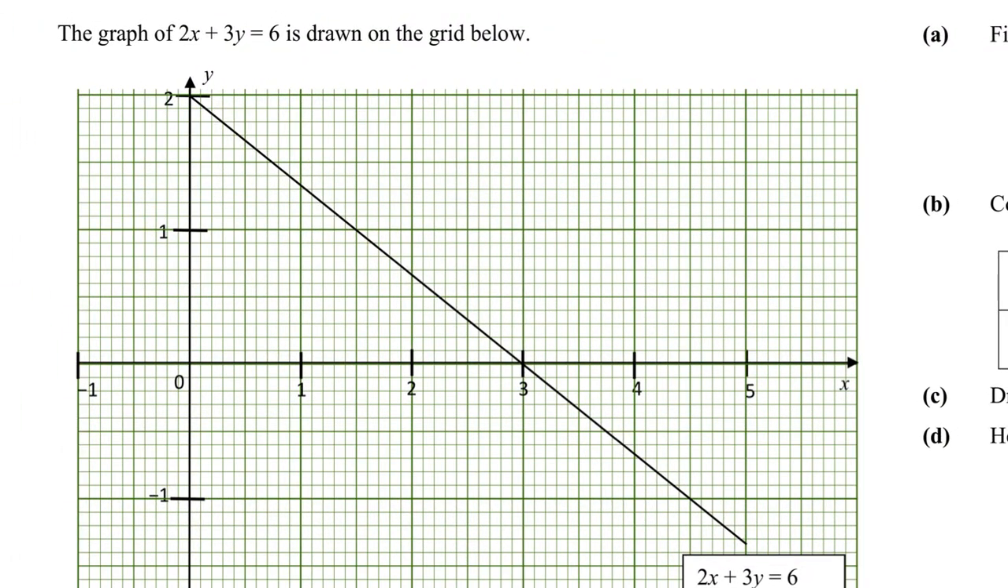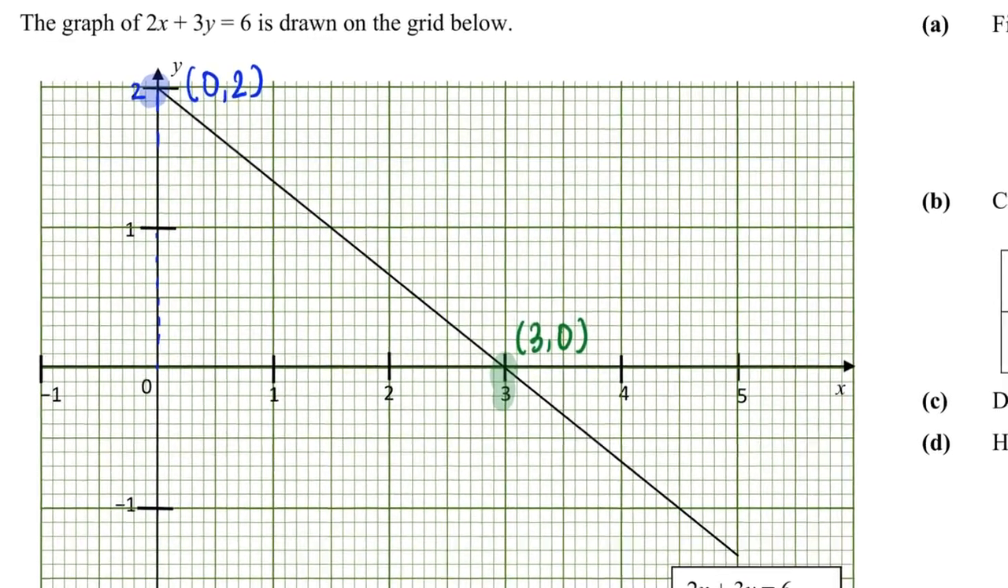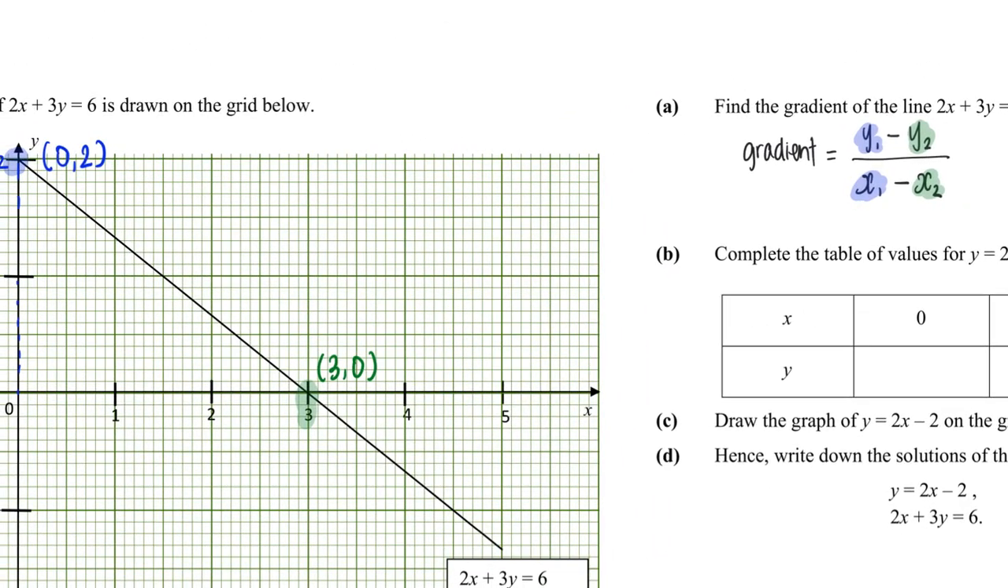So I'm going to just use this as the first point, and this will be, my x is 0, my y is 2. I will also use this point here, where my x is 3 and my y is 0. So this will be my x1, y1, x2, y2.